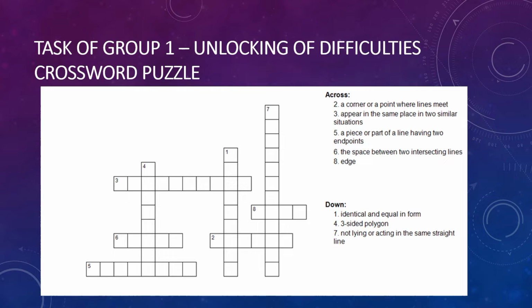We have 8 unknown words in this activity. These words were given hints at the right side, across, and down. These words are essential to understand our lesson today. We already encountered these words in our previous lesson, in algebra, and in your grade 7 lessons too. Group 1, share now your answers. Take your time.